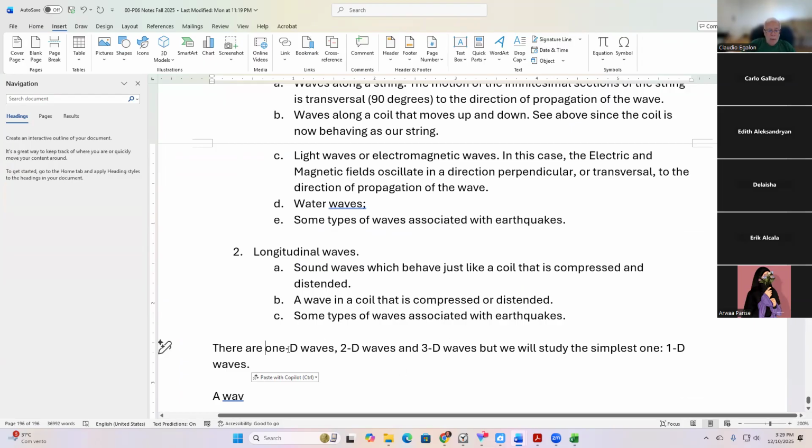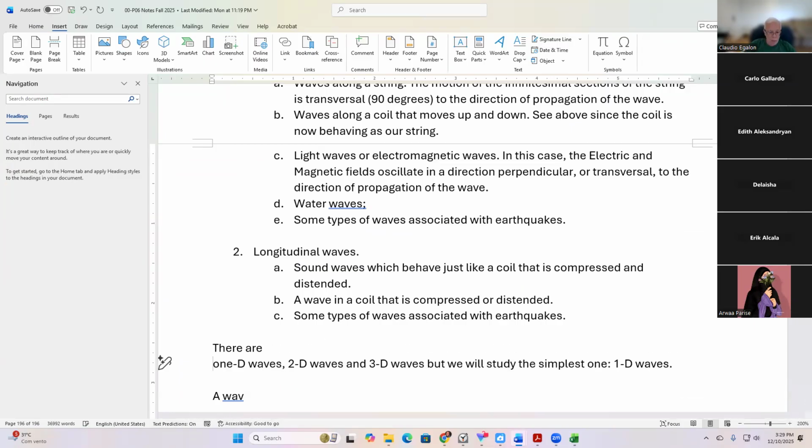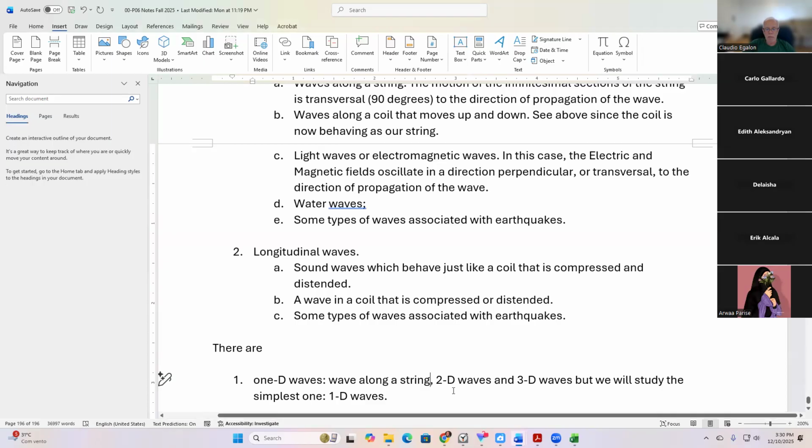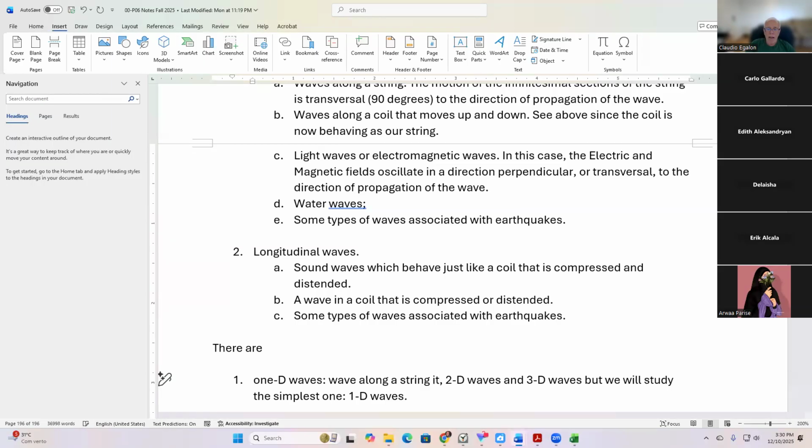Here you go, 1D wave example. Wave along a string. Let's see, delay is trying to come in. Good. Wave along a string. The velocity vector has a 1D velocity vector.